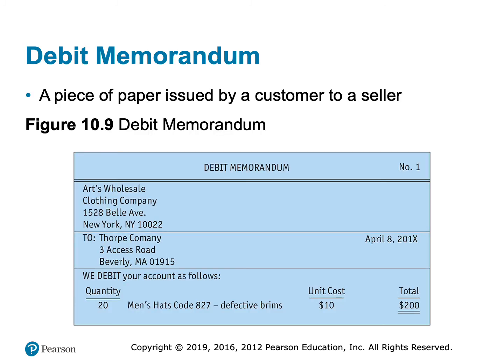Now, a debit memorandum may be issued if, let's say, there was a return and they were going to give us some money back. So the seller would issue what's called a debit memorandum. So here we see Art is issuing a debit memorandum to Thorpe Company. And again, goodness, we're missing a P here in Company, aren't we? Thorpe is saying, hey, we're giving you a refund of $200 for 20 men's hats that were returned because they were defective.